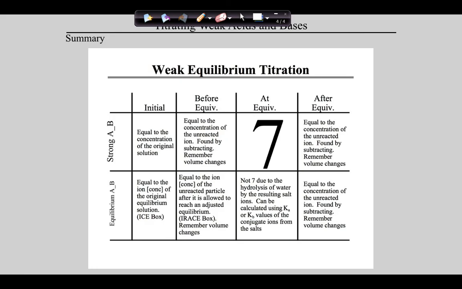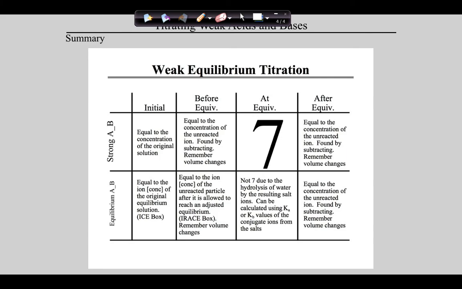Before equivalence, it's equal to the concentration of the unreacted ion. That is found by subtracting. And remember your volume changes, and then take the negative log. Do you see how my words are supporting what you learned about in homework? Then, guys, there's our big 7, right? And as Brandon pointed out, you don't have to do the math to verify that, but you do at least need to conceptually say in a strong acid-base titration, the pH at equivalence is 7 because the product salt, by definition, is non-reactive towards water.